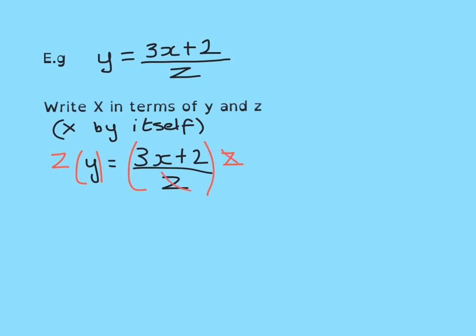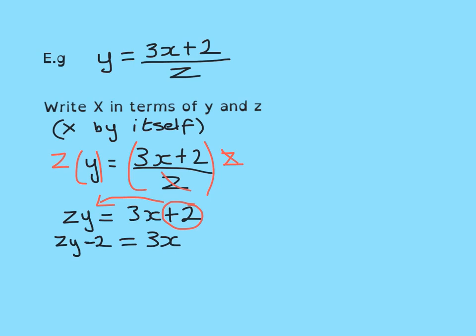Then these cancel, and what I'll get then is zy equals 3x plus 2. Okay, so I want x by itself. I have a plus 2 beside it. I don't want that there. So I'm going to take this over to the far side. And again, what I'll get is zy minus 2, because remember it goes across the equal sign and becomes minus, equals 3x.